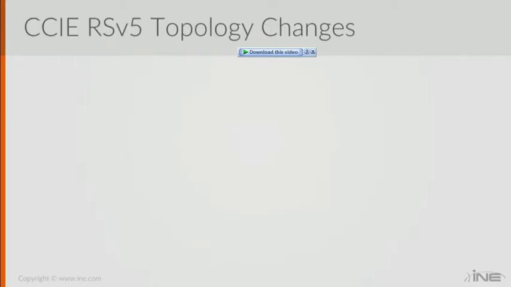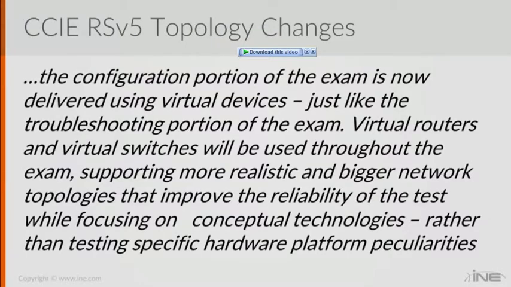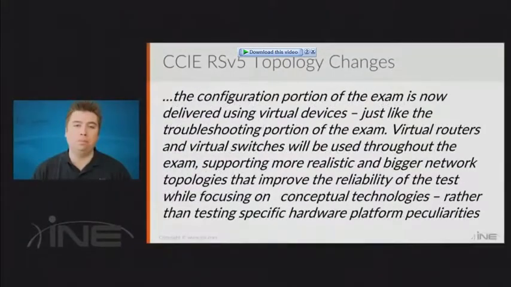Now, in terms of the topology changes, specifically what the official CCIE blueprint says is that the configuration portion, just like troubleshooting was in the past, is now both on virtual routers and on virtual switches. What the big implication of this is that the topology in the exam is generally going to be very large. So I would assume that there's going to be 20 routers or more, both in the troubleshooting section and in the configuration section.